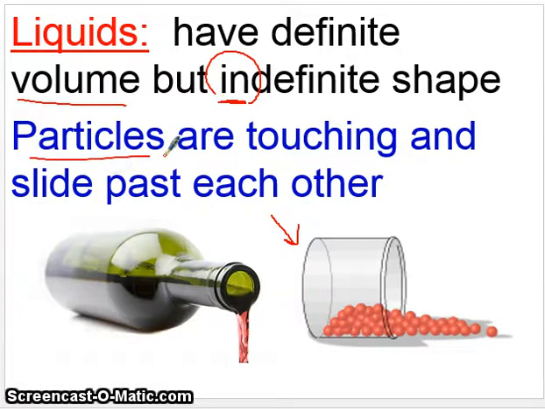The particles in liquids are touching. In fact, they are bonded to one another. They're connected to one another, but they can still move and slide past each other. So that's why a liquid has an indefinite shape.